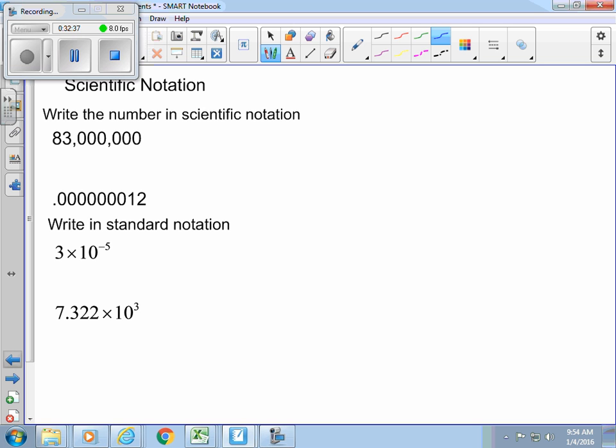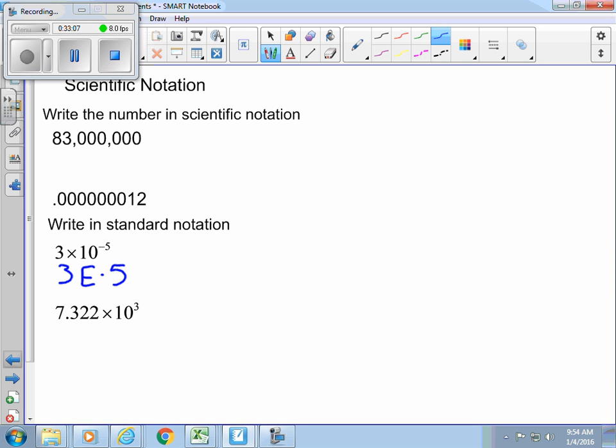One more thing, just because it's basically coming up with properties of exponents: scientific notation. When your calculator does scientific notation, it writes 3e negative 5. So we'll have to keep that in mind. The calculator writes it slightly different than we do. Scientific notation is multiplying by a power of 10, and so it comes up in science class every now and again. It'll pop up in math class.